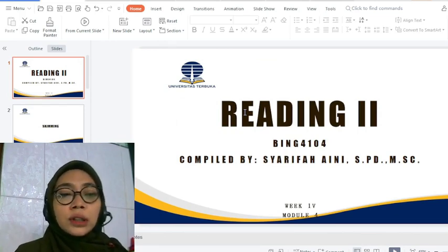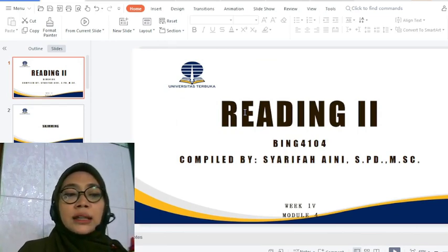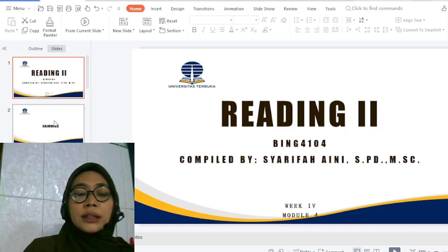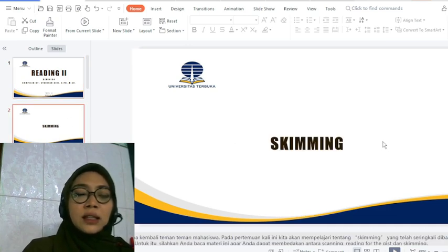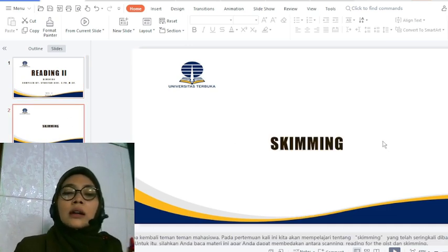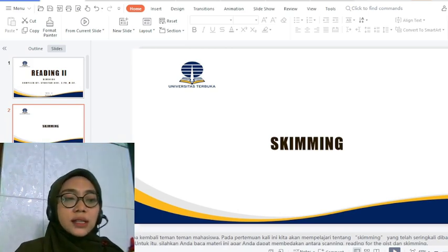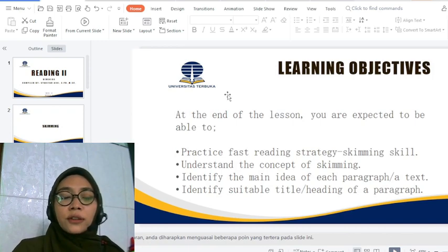What we are going to learn this week is similar to the topic we learned in the second week. The skill we are going to learn is skimming techniques. This is the same technique we can use in reading for the gist. What is the objective of this week?